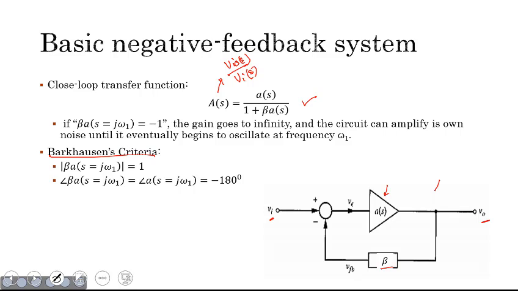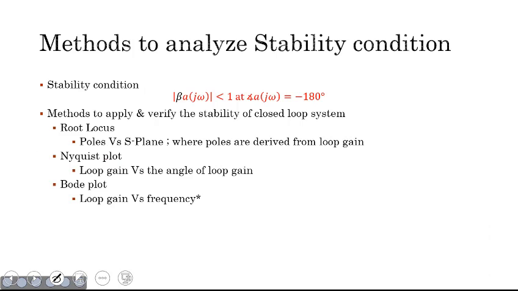Now there are different ways by which we can analyze the stability of a negative feedback system. We have different methods: one is root locus, the other is the Nyquist plot, and the third is the Bode plot. Out of these, we'll be using the root locus method for a few of the analyses, and later on we'll be emphasizing the Bode plot method to talk about stability.